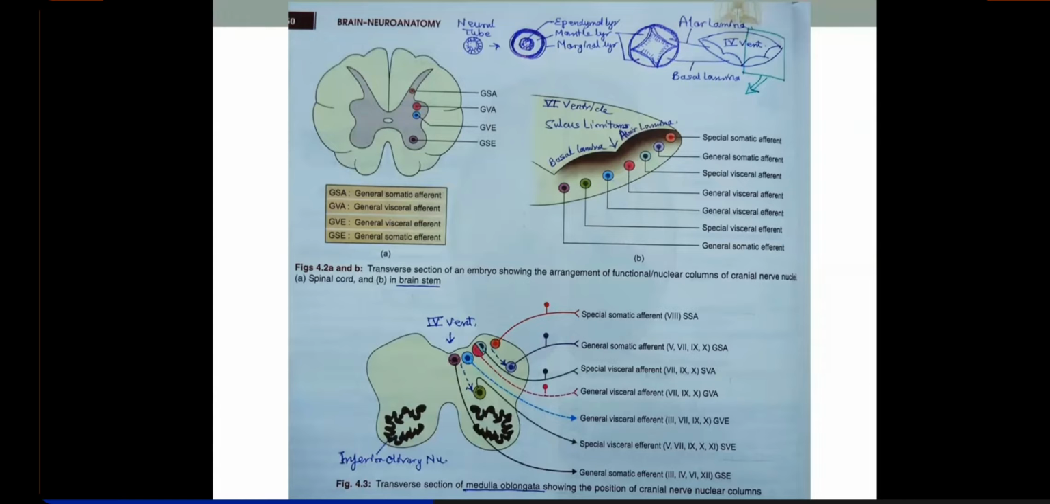Now what happens is during the course of development, this neural tube has various flexions. The most important flexure in the brainstem is the pontine flexure. We've seen the brainstem; anteriorly there is a bulge in the brainstem that is called the pons. The basal or ventral surface of the pons is bulged anteriorly, and that bulging is because of the pontine flexure.